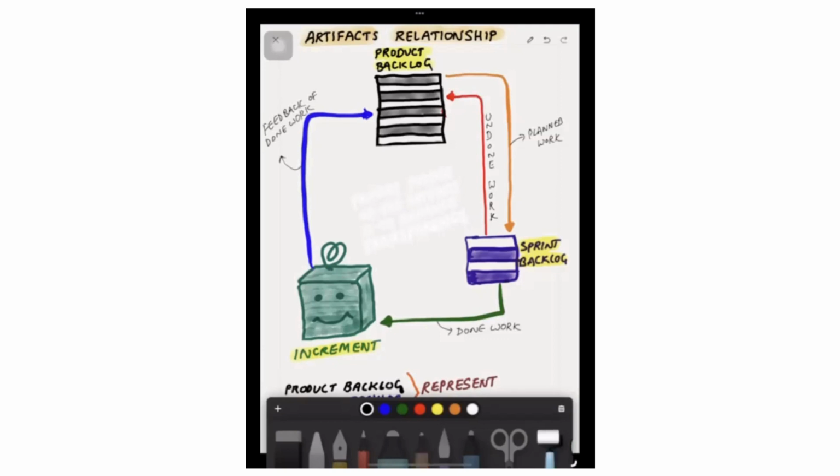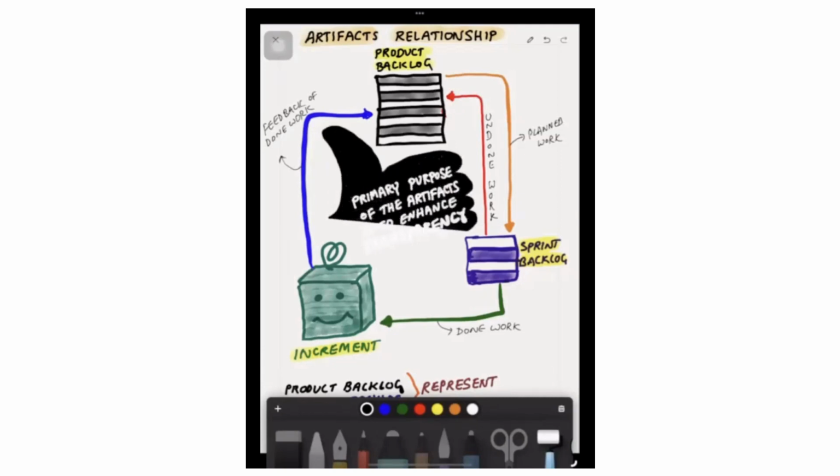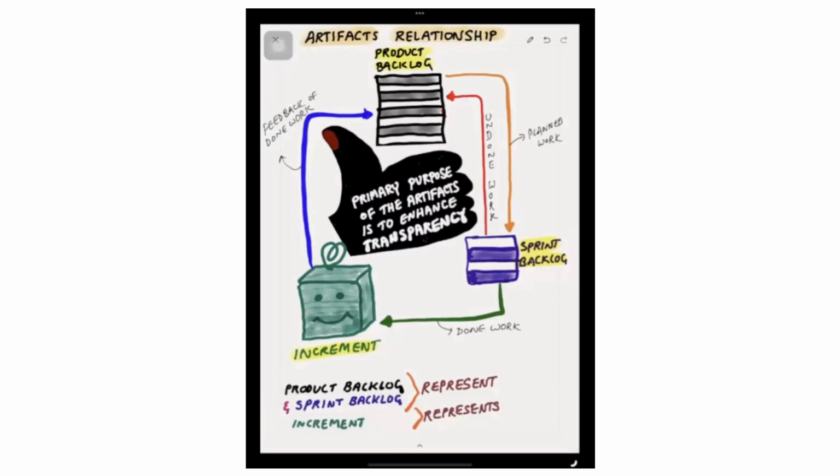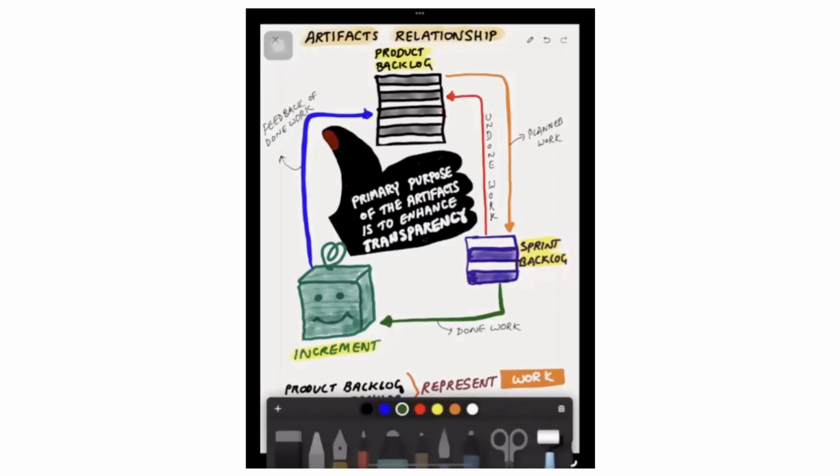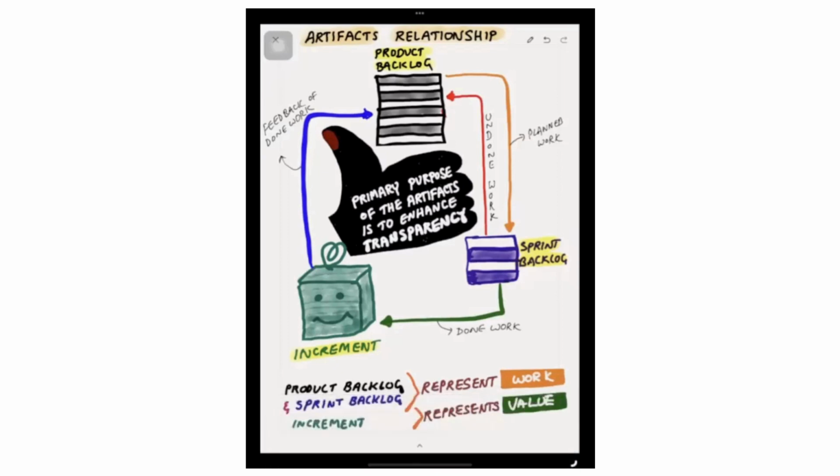The primary purpose of these artifacts is to enhance transparency. The meaning of transparency is creating shared understanding across the Scrum team members, product owners, Scrum Master, developers, and also stakeholders. The first 2 artifacts, product backlog and sprint backlog, represent the work done by the Scrum team, whereas the increment represents the value that you are creating for the stakeholders, customers, or users.